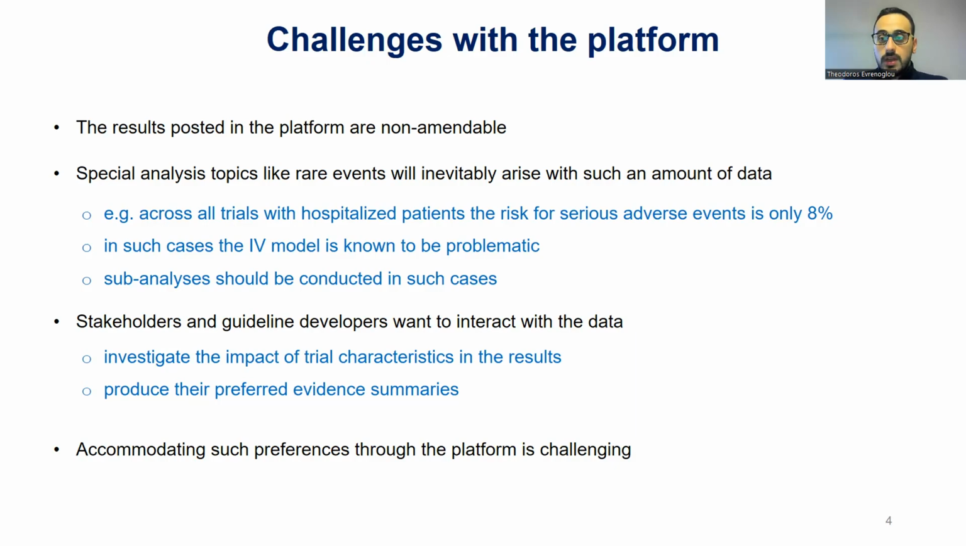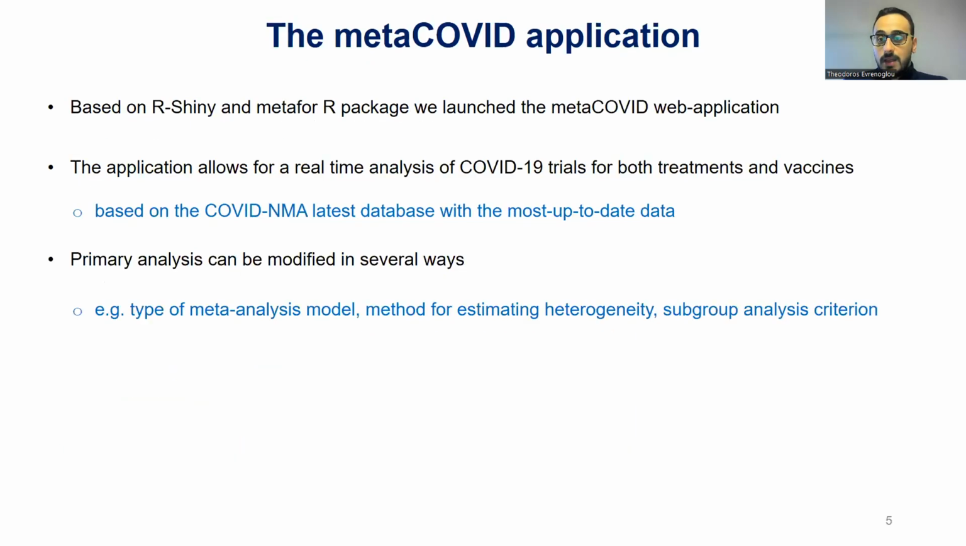To accommodate these special needs, we launched and made freely available the metaCOVID application. That is an R Shiny application for which the calculations are mostly based on the meta4R package. This application allows for a real-time analysis of the COVID-19 trials for both treatments and vaccines based on the COVID-NMA database. Through the application, the users can modify the analysis in several different ways.